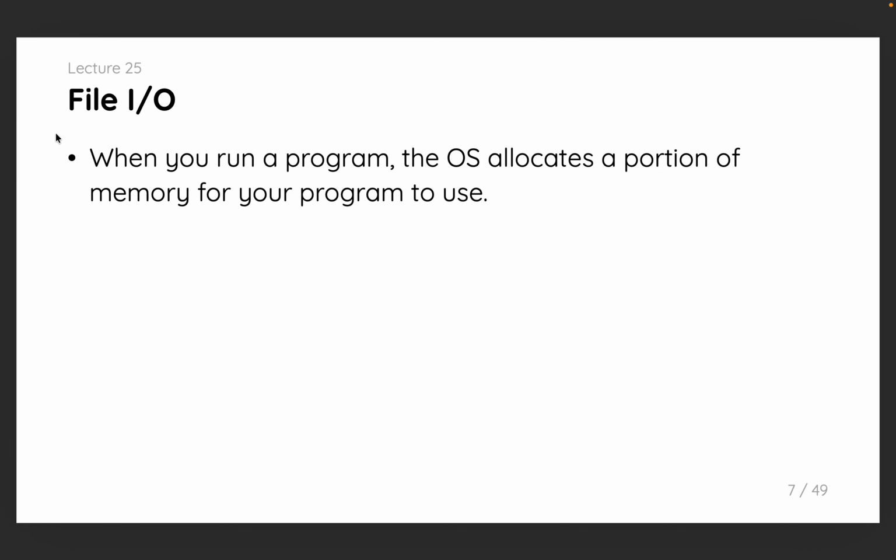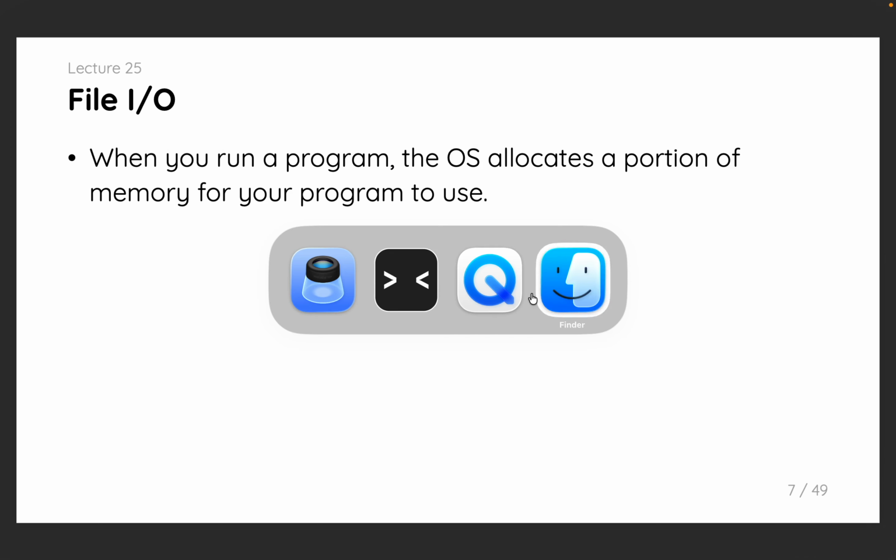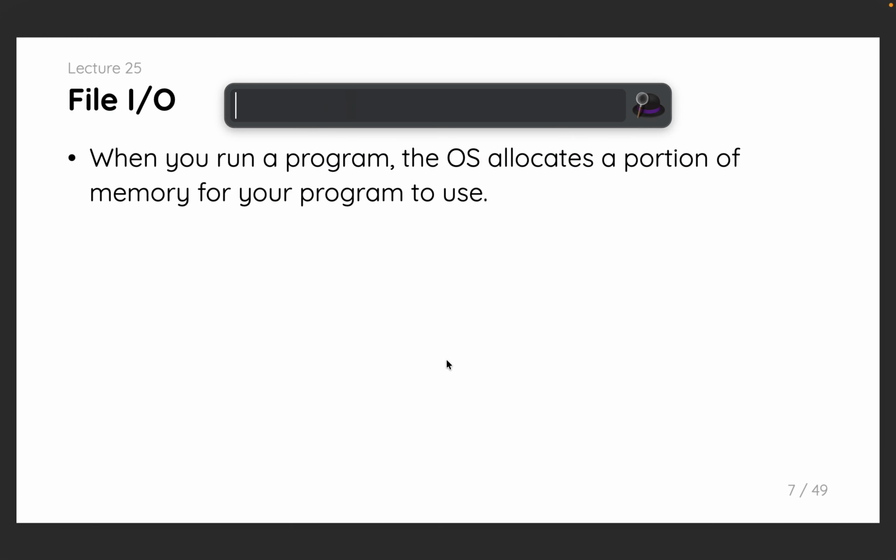Okay, so back to files. Whenever you run a program, your OS allocates a portion of its memory for that program. So again, if I have these three programs over here, each of these is allocated a certain portion of memory by my operating system. You can actually see that over here.